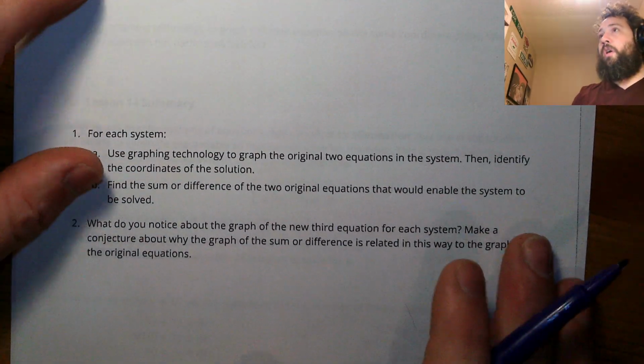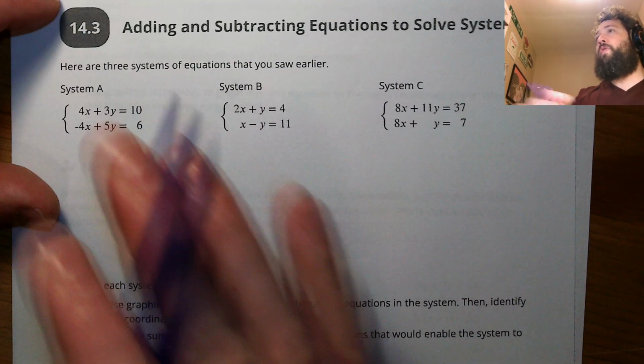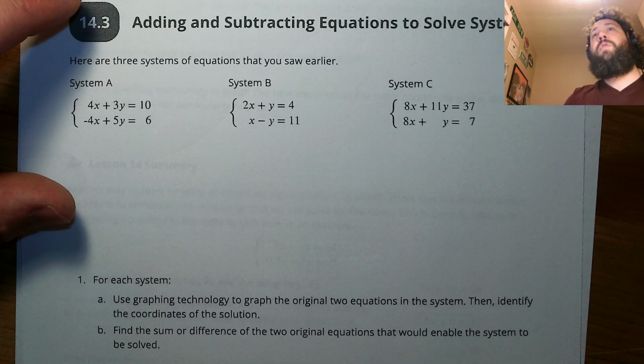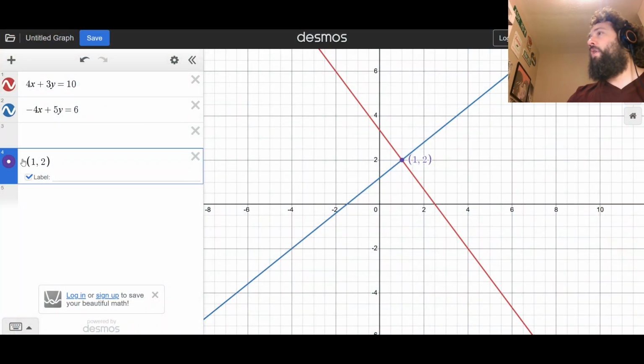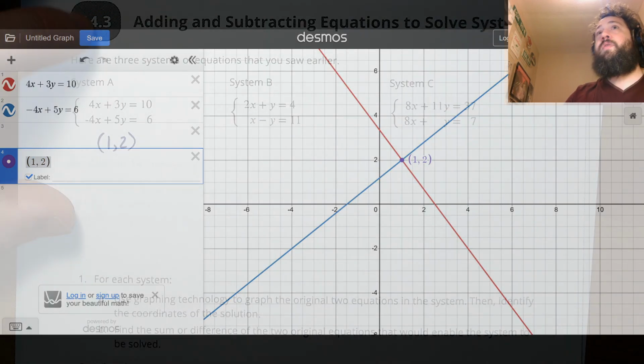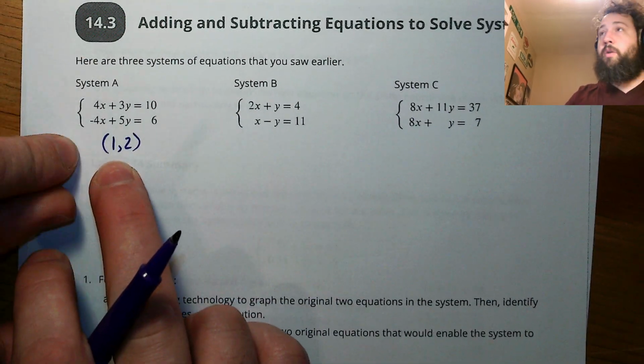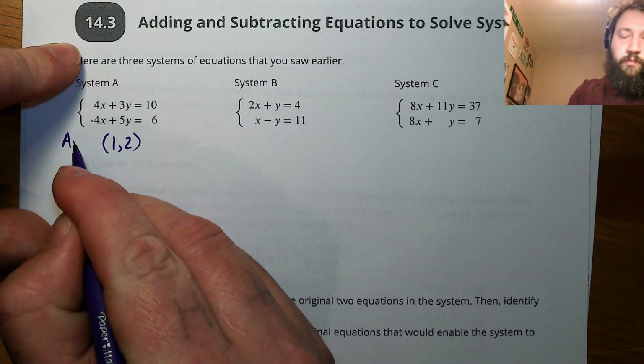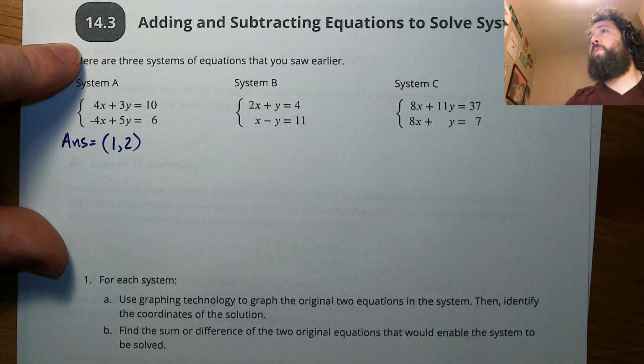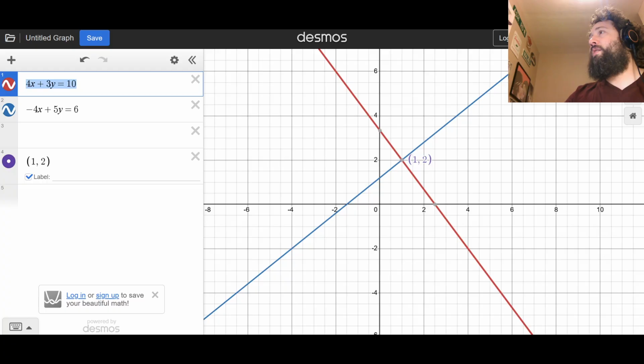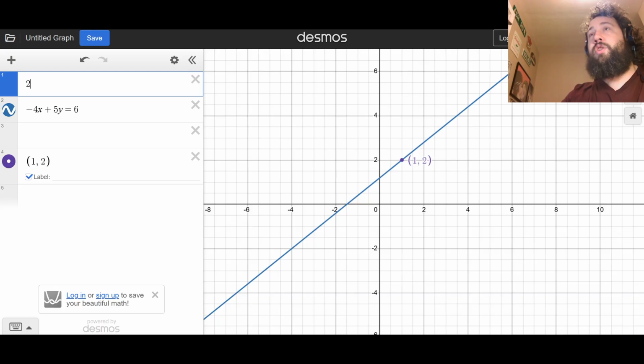Okay, so I'll go ahead and we know the first one here. Let's pull this up. So I already know my solution is 1, 2. That's my answer here. So I put that down here. I know my answer is going to be 1, 2. Let's come back to this and put the next one in. So I'm going to have a 2x.